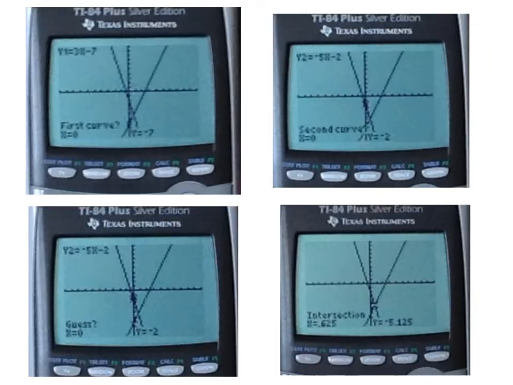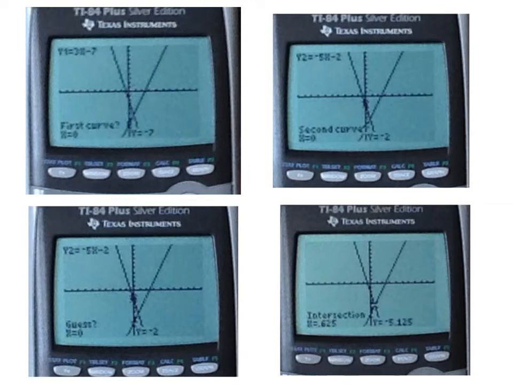And when I press it, it's going to draw the graph, and at the bottom it's going to say first curve. And I don't want the first curve, and so I'm just going to press enter at this time. I'm going to press enter 3 times. So I'll press enter and it'll take me to second curve. I'll press enter again, it'll take me to guess, and I'll press enter the third time and it will take me to the intersection.